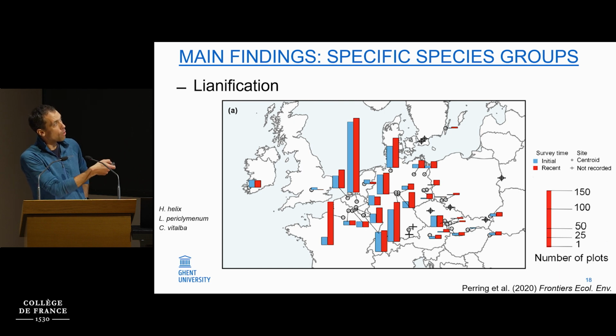And the outcome is plotted here with the frequency of the lianas in the baseline survey in blue and in the resurvey in red. And you see that for almost all regions, the liana cover is increasing over time. And this pattern is almost entirely driven by one species, by Hedera helix.